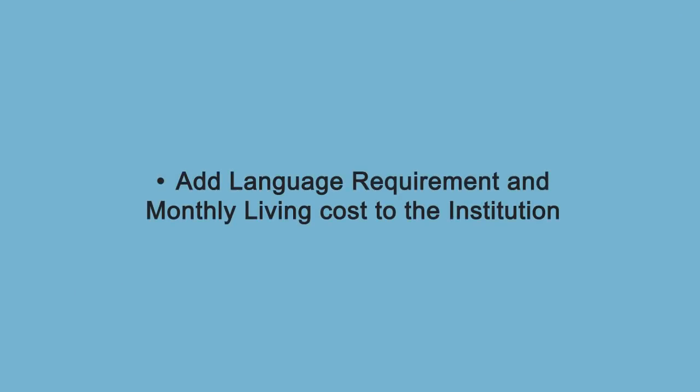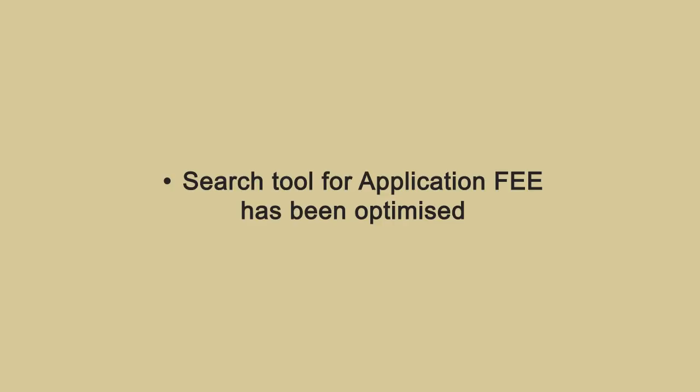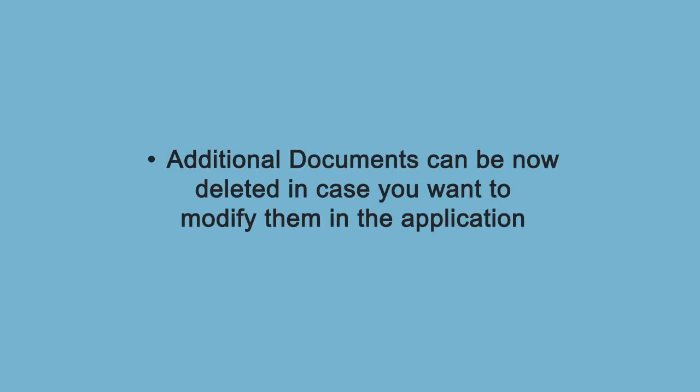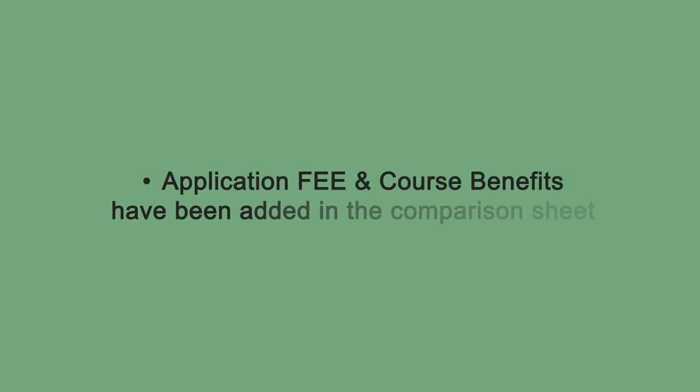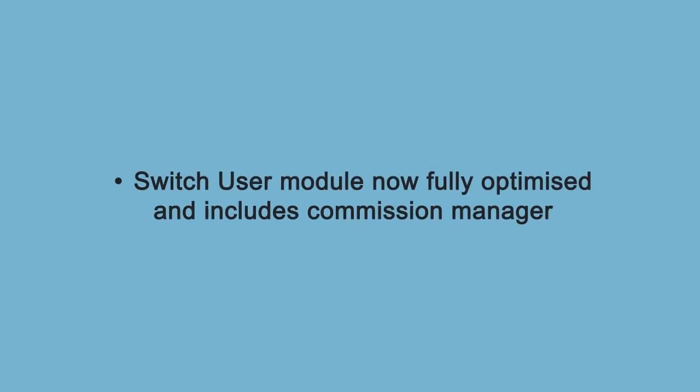Several other new features have been added. For example, now you can add language requirement and monthly living cost to the institution. Every filter in the system now has an option of resetting the search options. The search tool for application fee has been optimized. Additional documents can now be deleted in case you want to change or modify them in the application. Application fee and course benefits have been added in the course comparison sheet. The status notes for coaching module has now been activated, similar to the country-wise application status notes. Switch user module has now been fully optimized, which includes commission manager.